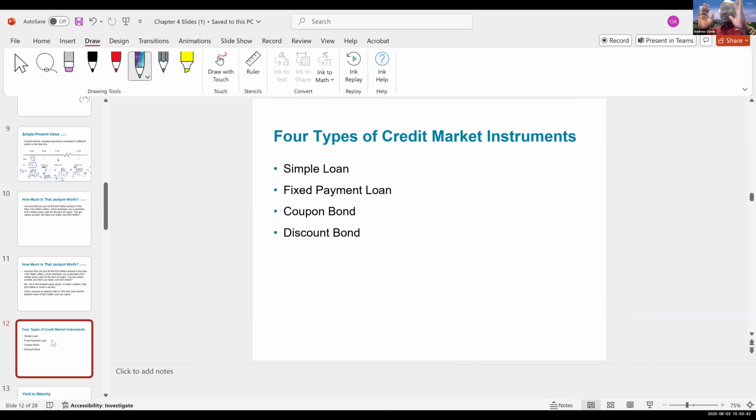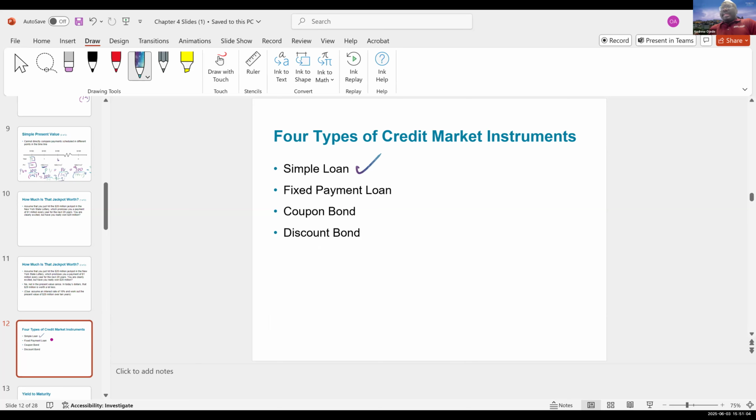There are 4 main credit market instruments. First one is a simple loan. A simple loan is a loan which is too simplistic. Let's say you went to a bank and you apply for a loan and you get approved on the spot, maybe just a $5,000 loan, $1,000 loan. Sometimes we call it signature loan.